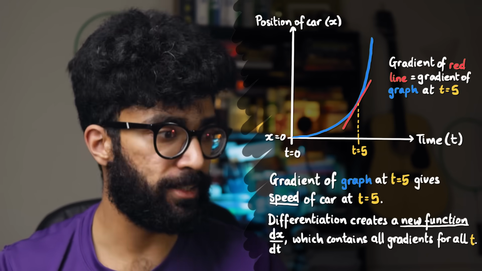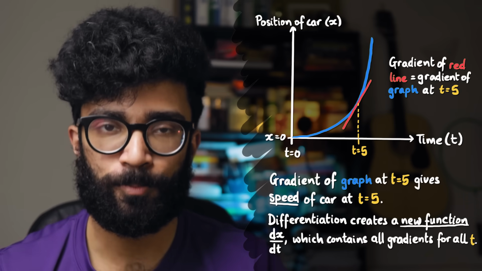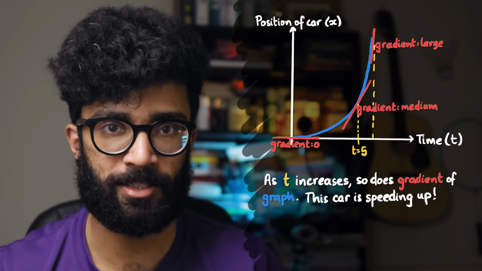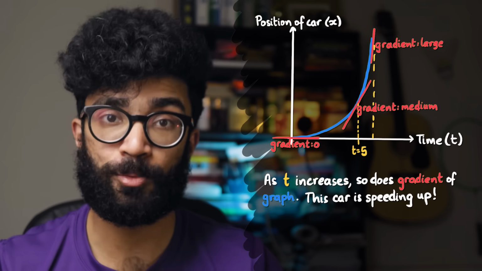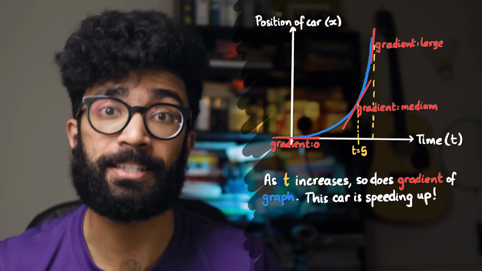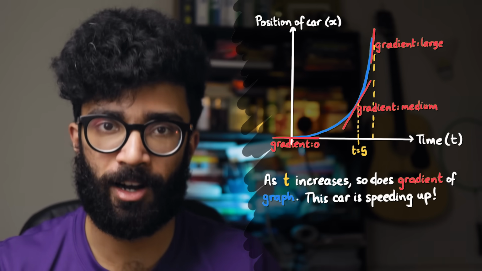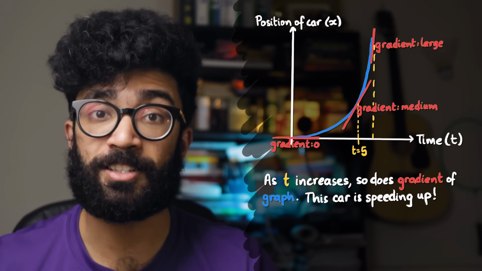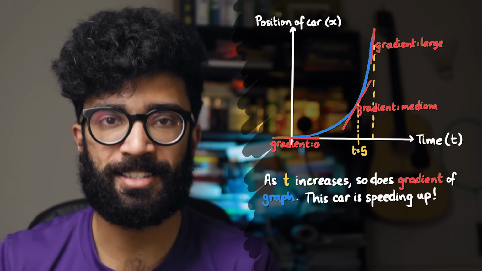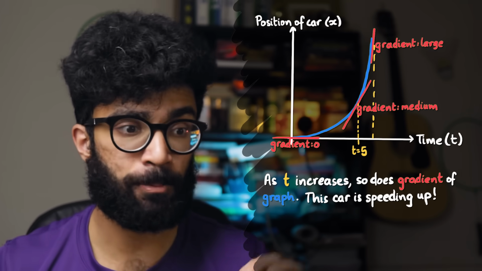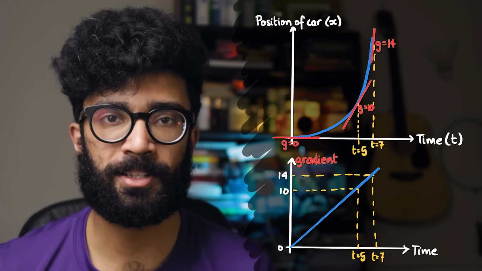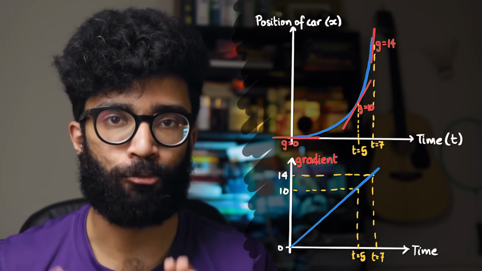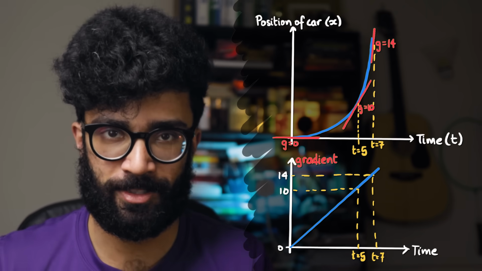And what we see is that this car is constantly speeding up. It initially starts out very, very slow because the gradient is flat, and then as we go further along to the right, the gradient increases. So the speed of the car is increasing over time. It's speeding up. So to help us understand this better, what we can do is to actually plot the gradients of all of these slopes as time progresses, rather than the position of the car as time progresses.